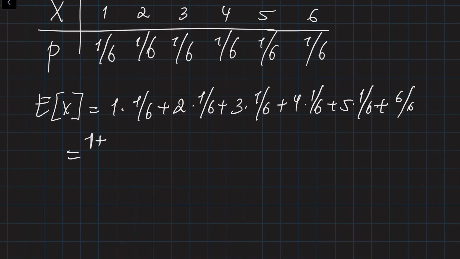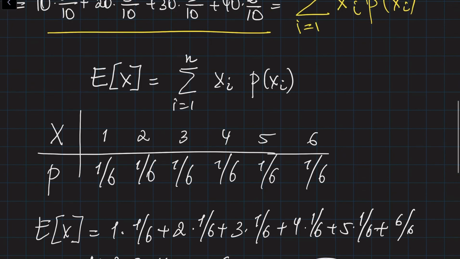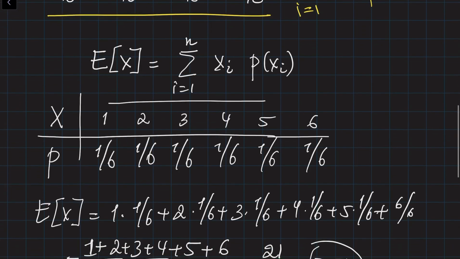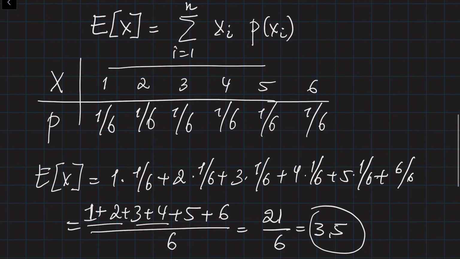Since the denominators are the same for all the terms, I'm just going to sum the numerators, 1 plus 2 plus 3 plus 4. This is actually 10, 15, 21. It's going to be 21 divided by 6, which is equal to 3.5. Right? So this is what we have found. So the expected value of a random variable is going to be found using this formula. This is an example of how we can find this, and actually the expected value is the same as the average value, and we have just derived this from the definition of the average value.